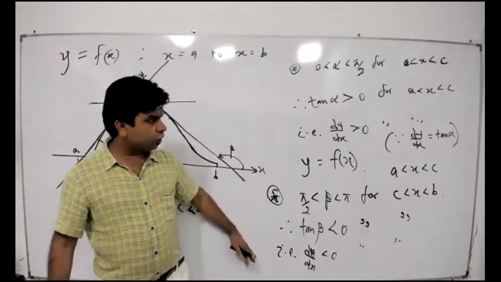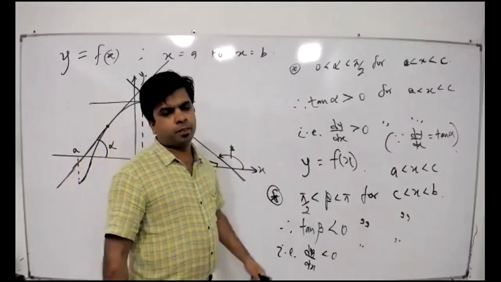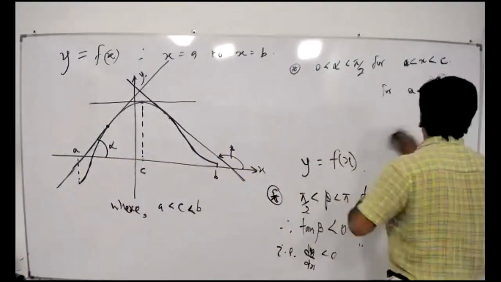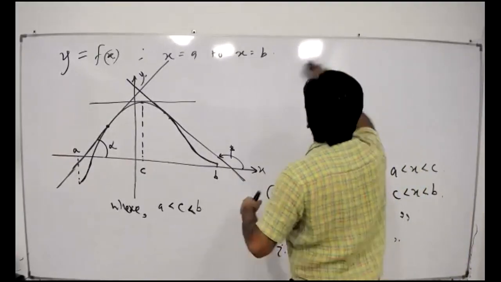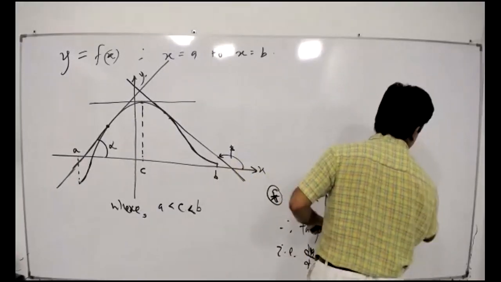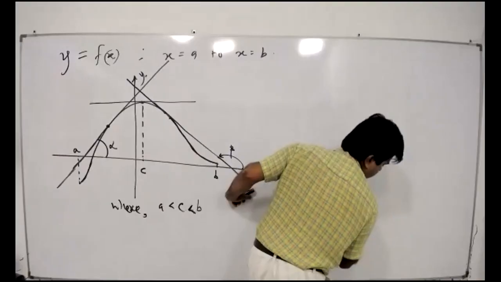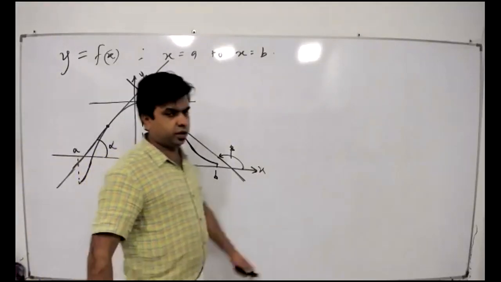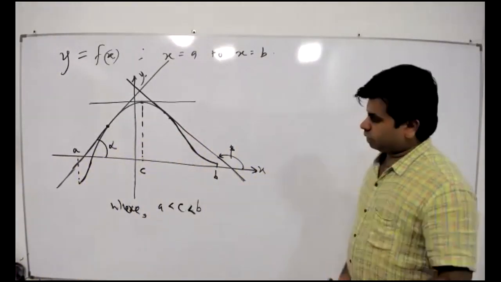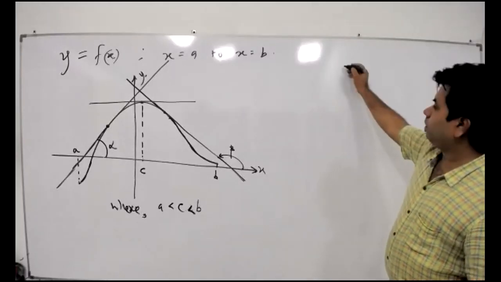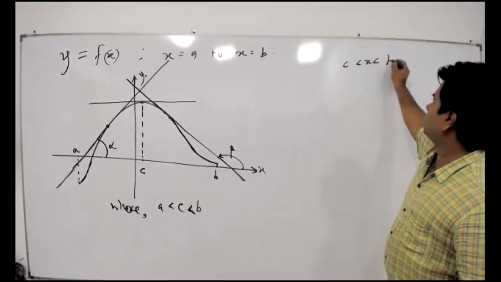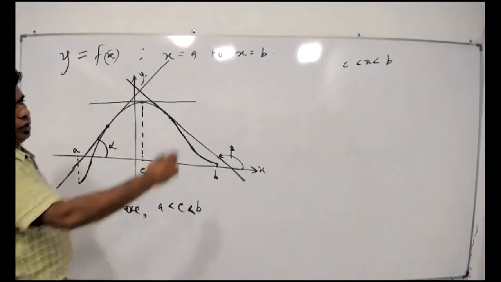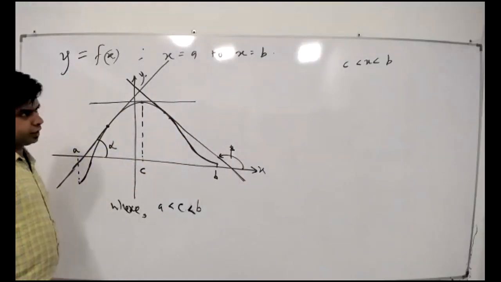Okay, then write down. Therefore, the function y equals f(x) is decreasing in the range from x equals c to b, that is, in the range x greater than c and lesser than b. Clear? That's what you can say.